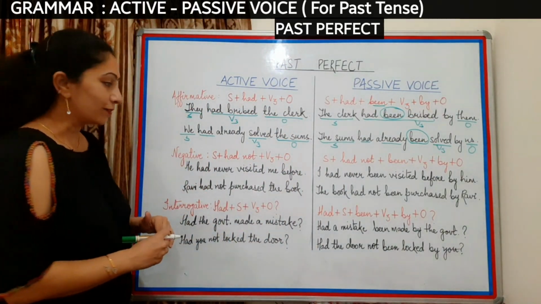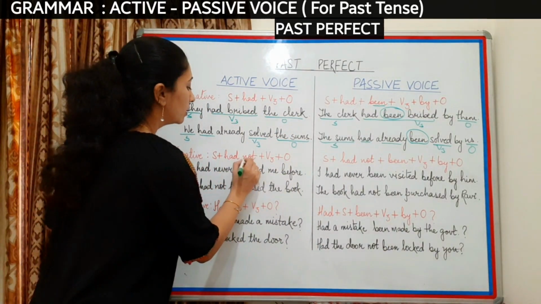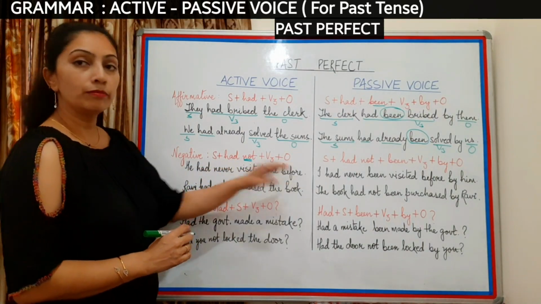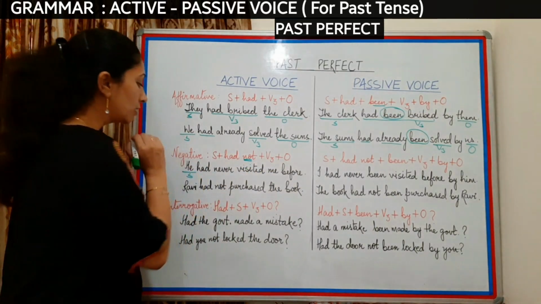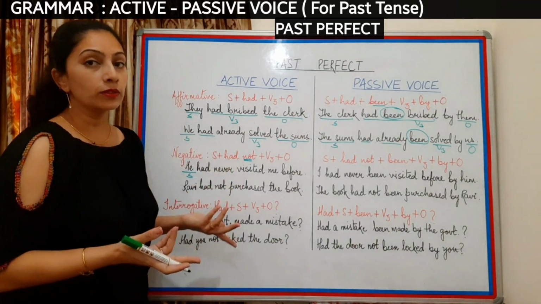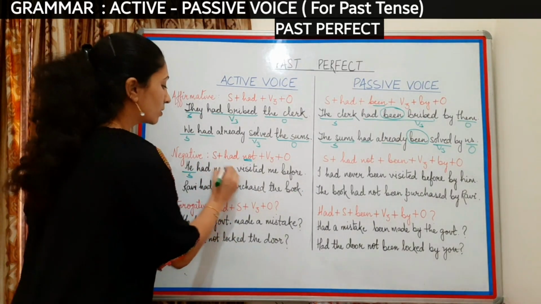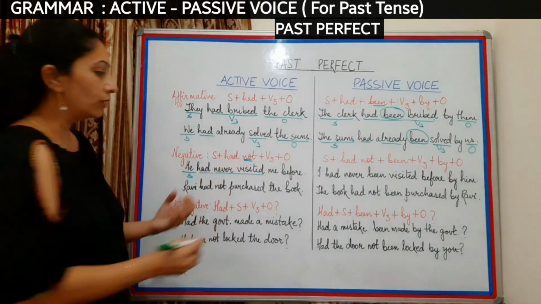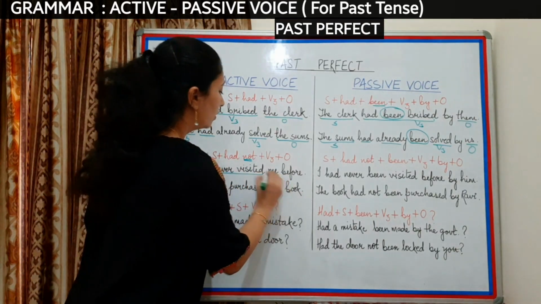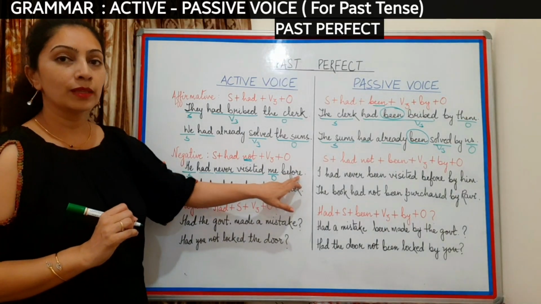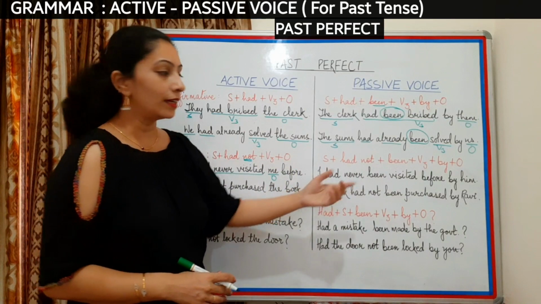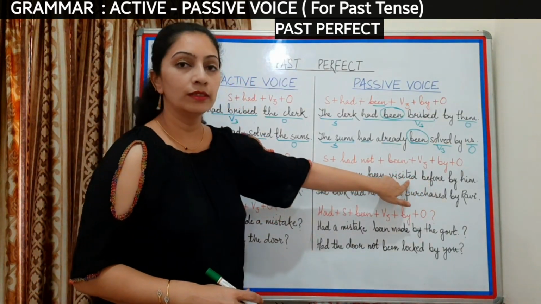Now let's see the negative. For negative we have to use the word not after had. He had never visited me before. So he becomes the subject here. Now instead of not I can also use never. That is also a negative word. So had never visited is the verb form here. Me is the object. Now what is before? Before is adverb. So when we take it in passive voice, we will attach this adverb after the verb.